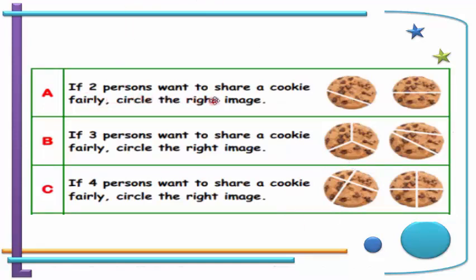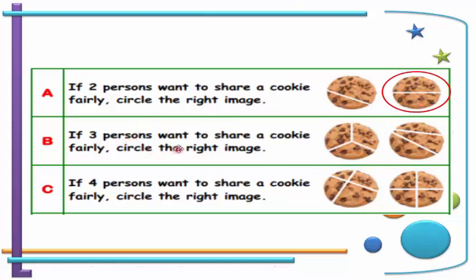If two persons wanted to share a cookie fairly, circle the right image. The first one is not equal parts, but the second one is divided into two equal parts. So, we choose the second image, okay?